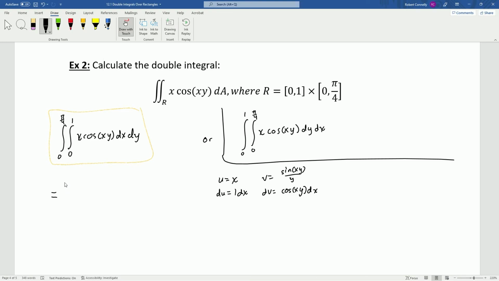So uv, so first we've got the integral from 0 to pi over 4, that hasn't gone away, of uv, that's x times sine of xy over y, minus the integral of v du, evaluated from 0 to 1. And then once I evaluate that, I've got to integrate with respect to y.